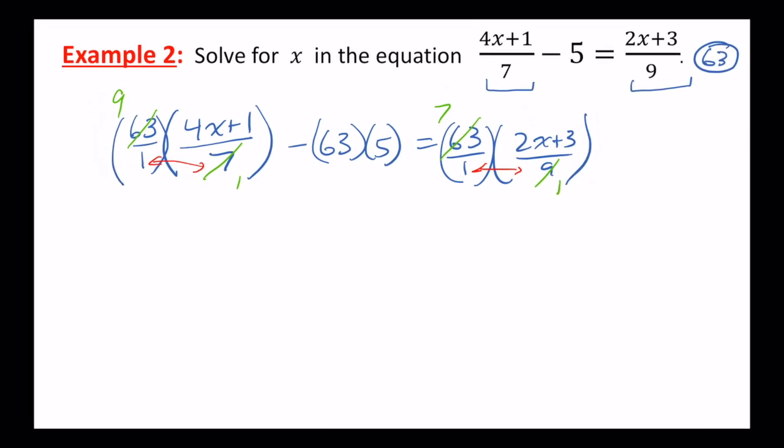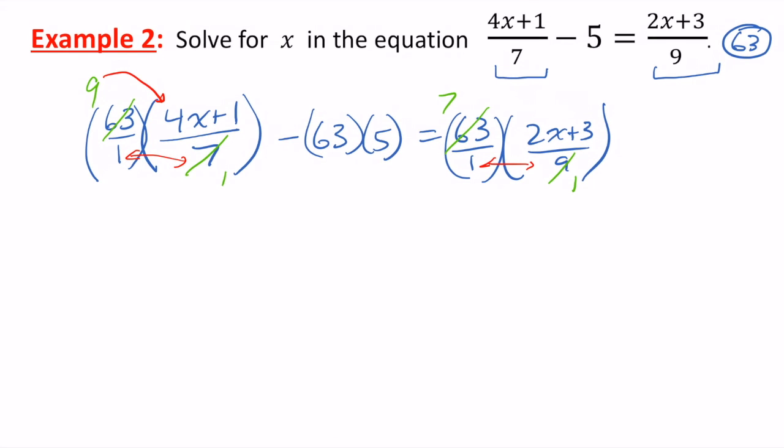But what we have in this one here is that it's 9 times 4x plus 1. So we have to use the distributive law. That'd be 36x plus 9. So that's a result of 9 times 4x plus 1. Here we've got 63 times 5, and I just remember from the last lesson that it's 315. Otherwise, I'd be doing it on the right-hand side here.